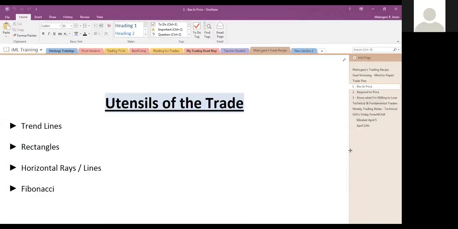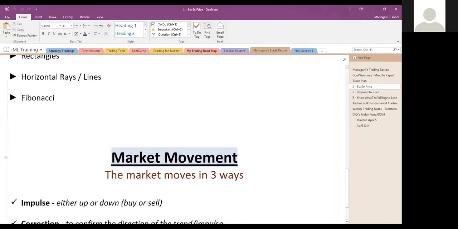Now you have a few utensils that you're going to use. You're going to use trend lines, rectangle, horizontal rays, horizontal lines, and Fibonacci. There are other tools you can use, but we strictly use trend lines, rectangle, horizontal lines, and rays. You as a trader, the first thing you will actually learn is how to draw a correct trend line, which we're going to go over today.